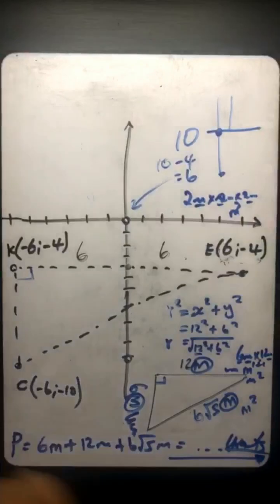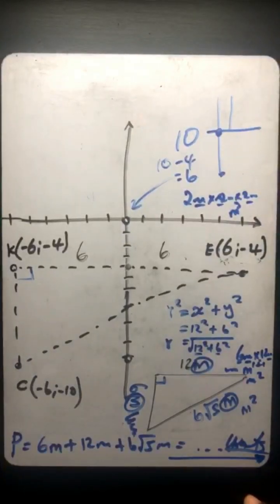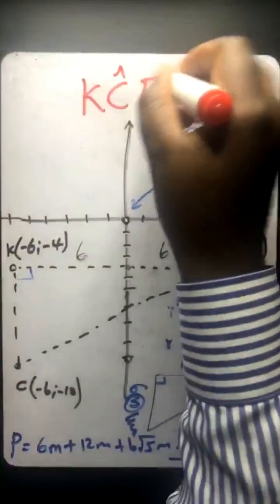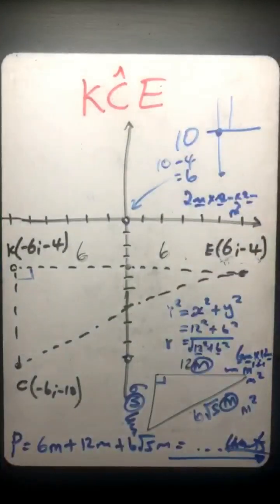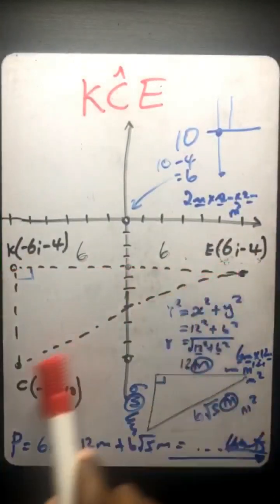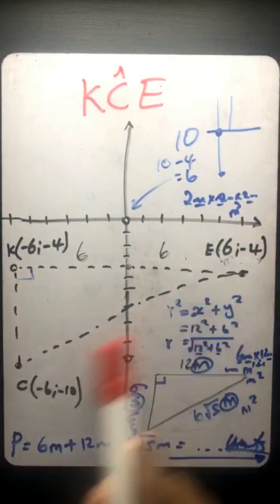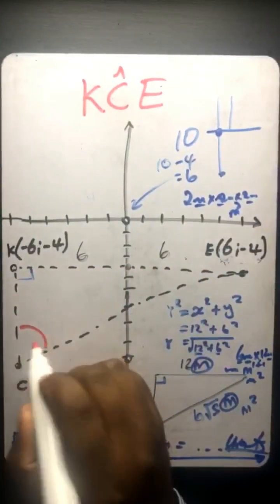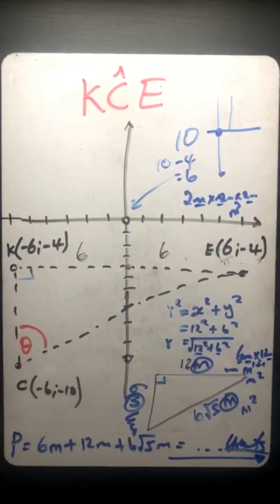100%. So now, quickly, last question. They are saying the size of angle C in triangle KCE. It seems like we are still on that same right-angled triangle, and this is the angle that they want you to calculate. Let's call it angle theta.